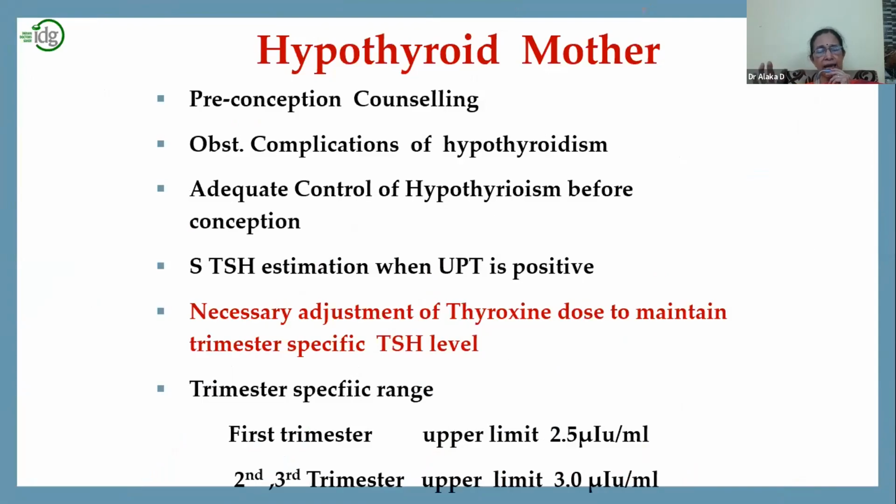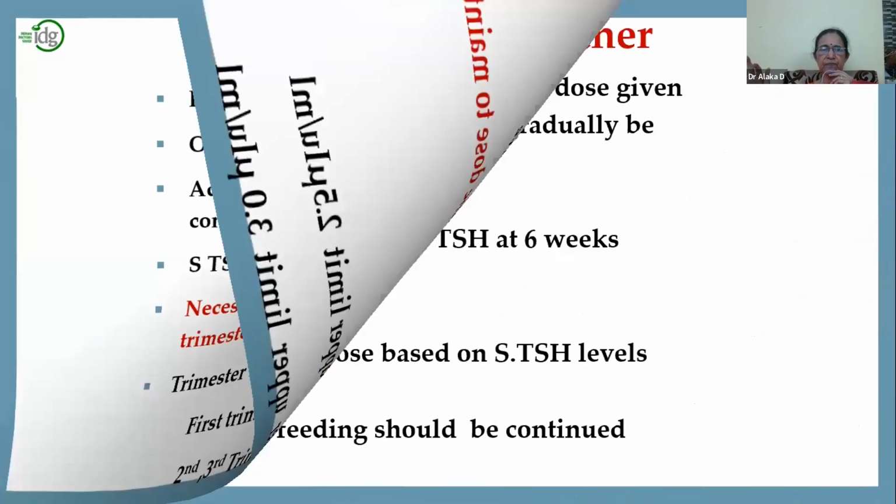Now, if there is a hypothyroid, non-hypothyroid, preconception counseling is very important. We tell them about the obstetric complications of hypothyroidism, adequate control of hypothyroidism before conception, serum TSH estimation when the UPT is positive. You have controlled the hypothyroidism, but the moment a urine pregnancy test comes positive, do serum TSH at that level, because we have to adjust the dose to keep the trimester specific range.